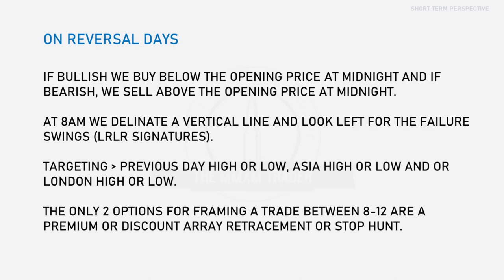So at 8 a.m. we delineate a vertical line, and then we look left for those failure swings, those LRLR signatures. Then we think back about core concepts: failure swings, engineered liquidity, equal highs, equal lows, trend line, and all that kind of stuff. Now, what are we targeting? We're going to be targeting the previous daily high or low, the easiest draw on liquidity, Asia high or low, or London high or low. The only two options for framing a trade between 8 and 12 are premium and/or discount array retracements or a stop hunt.